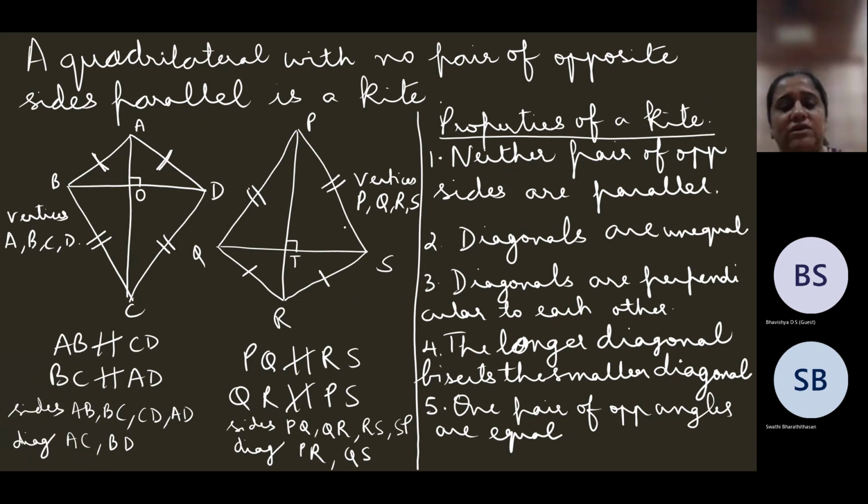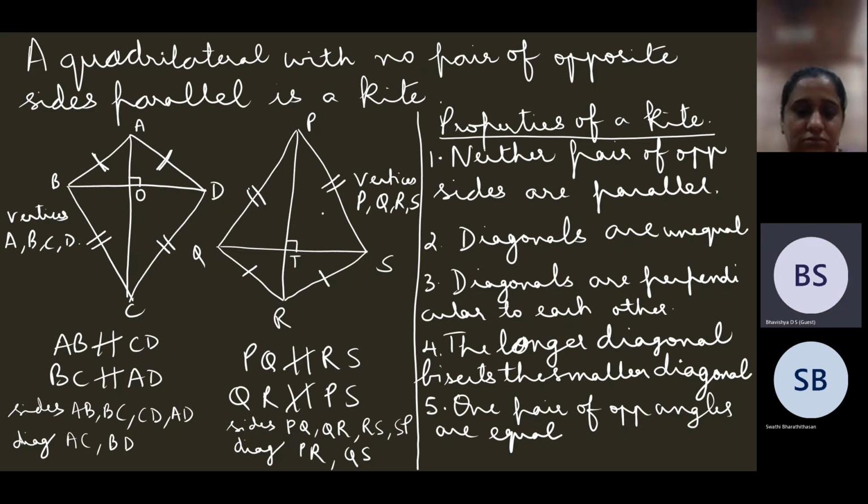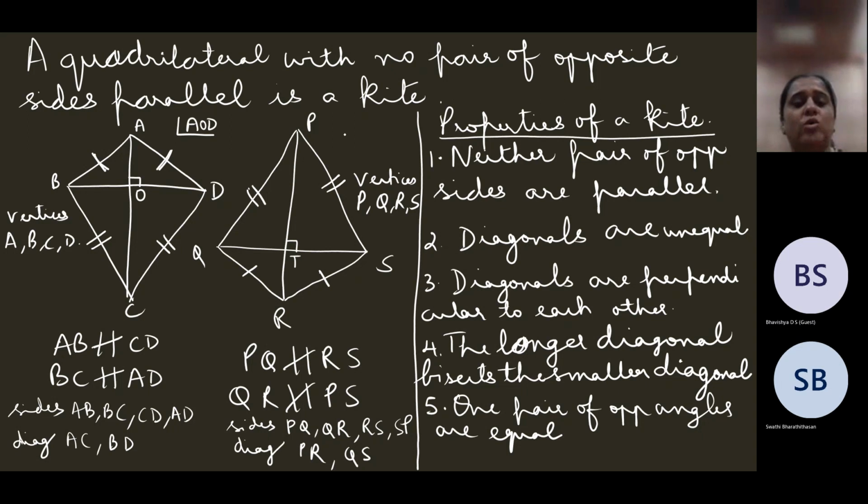And Bhavishya, in the second figure, which angle is 90? Ma'am, P, T and S. It's not P, T and S. See here, how do you name an angle? Angle AOD, like this. Angle PTS, like this. Angle AOD is equal to 90 degrees. Angle PTS is equal to 90 degrees. Understand? Yes, ma'am. Okay, so diagonals are perpendicular to each other.